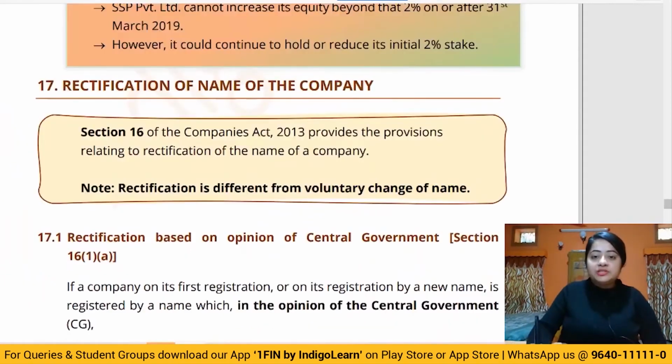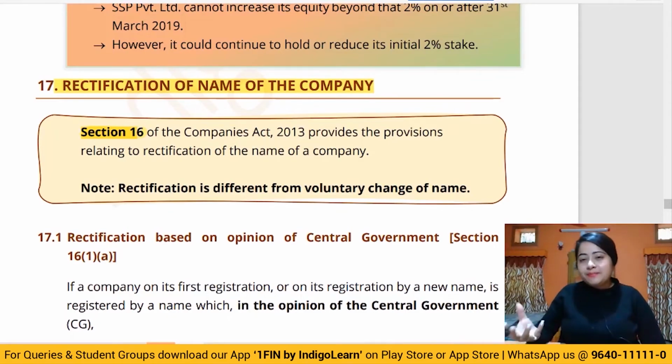The next section we are seeing is section number 16, which talks about rectification of the name of the company. Once the company is registered, let's say the name of this company is very similar or identical to any other existing company's name, and by mistake the registrar of companies has accepted it. So now there will be two companies with very similar names. In that case, later on after the incorporation of the company, can the name of the company be rectified? The answer is yes.